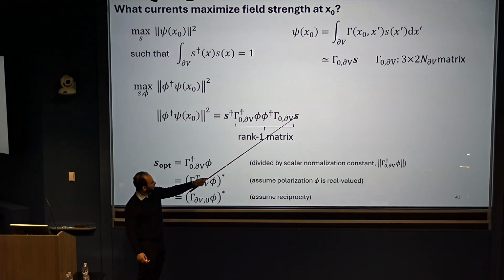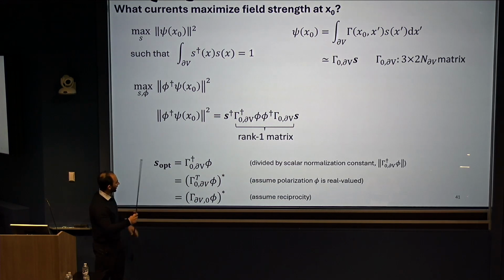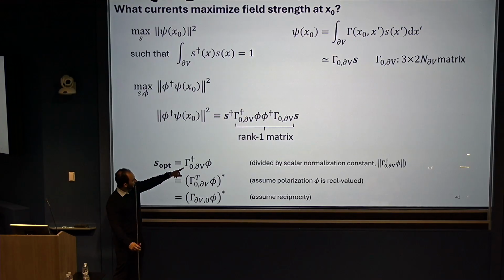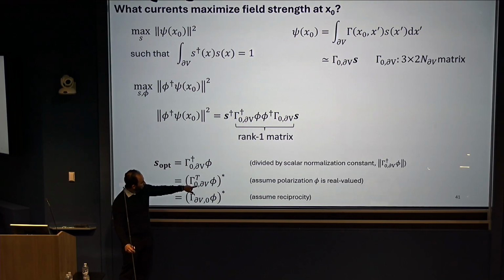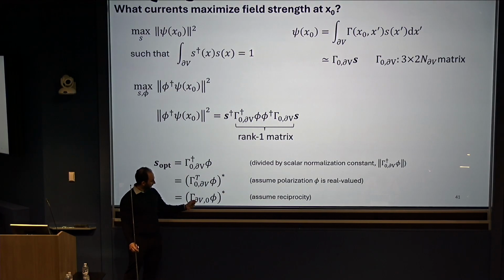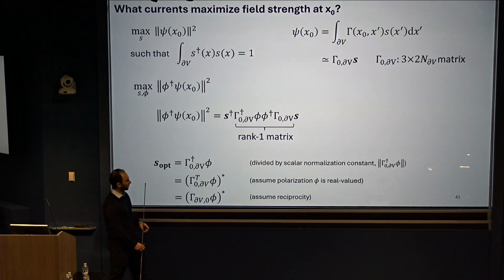The optimal currents, this is V times V dagger. The optimal currents are just V, so gamma dagger times phi. If we rewrite these, we can pull the conjugate out. We have this annoying Green's function that goes from the boundary to the origin, but it's the transpose of that. If we have a reciprocal medium, we can switch origin to boundary without the transpose.